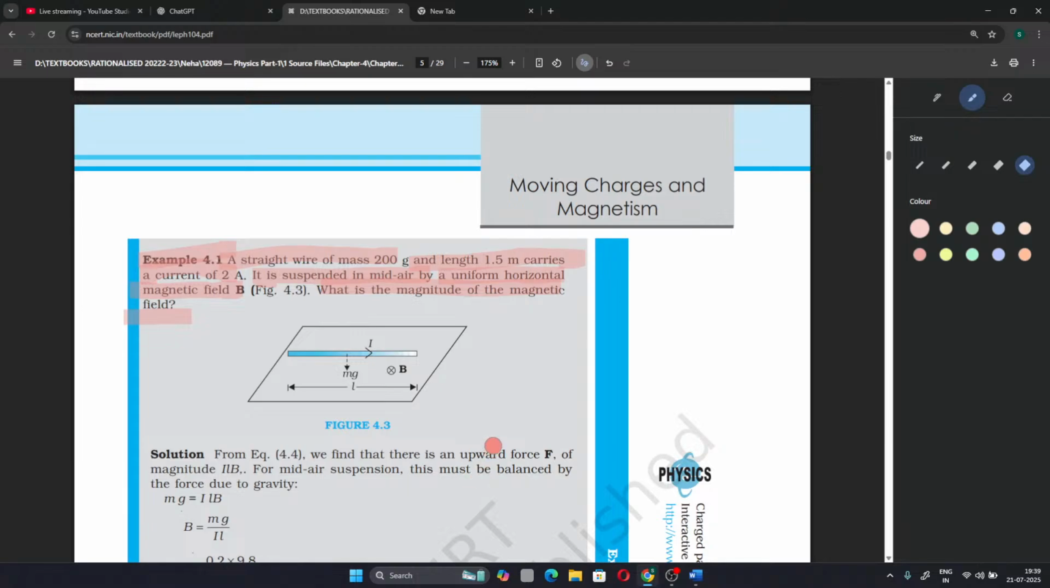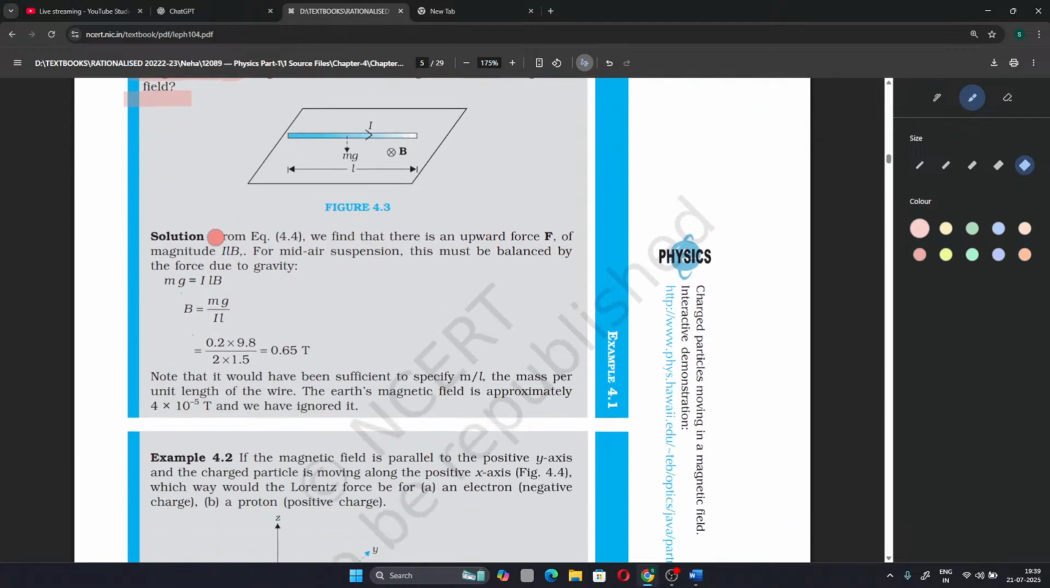From equation 4.4, I L B sine theta, we can find that there is an upward force F of magnitude I L B for mid-air suspension. This must be balanced by the force due to gravity.